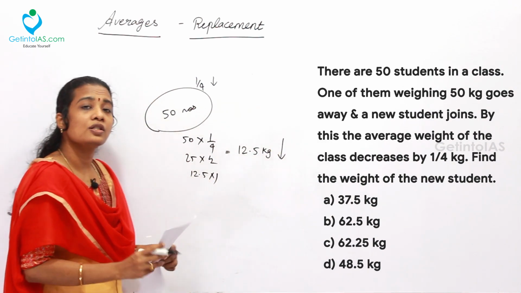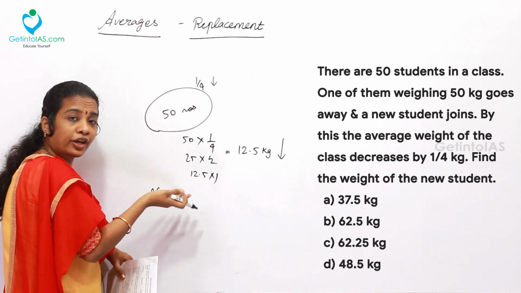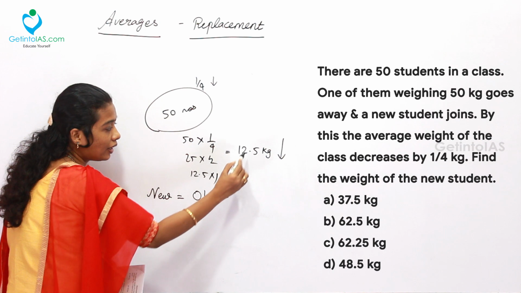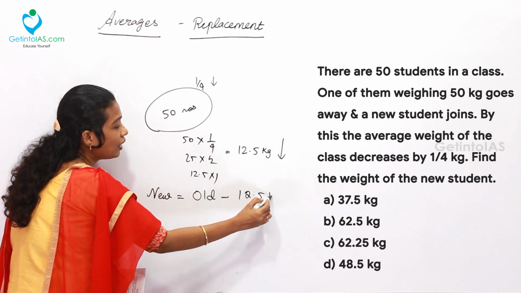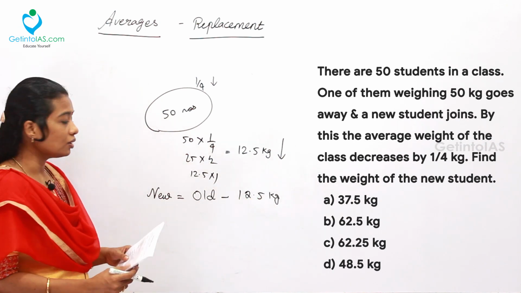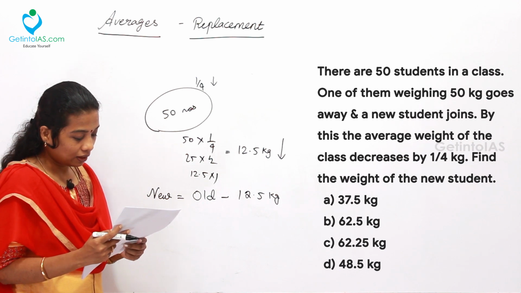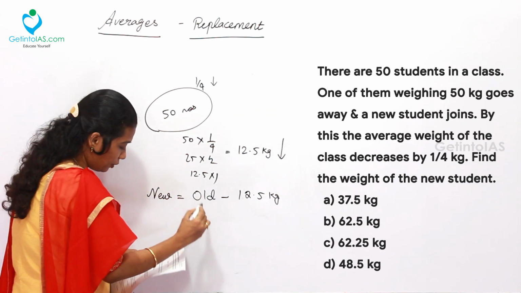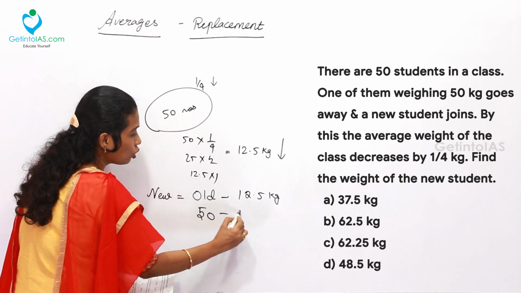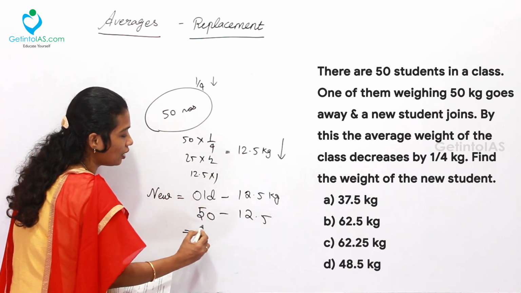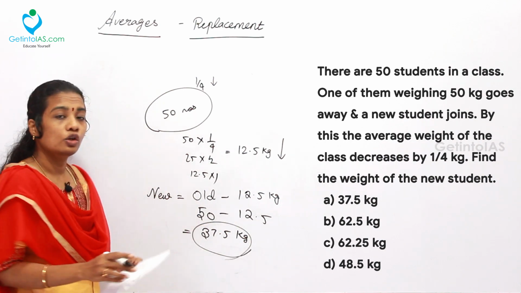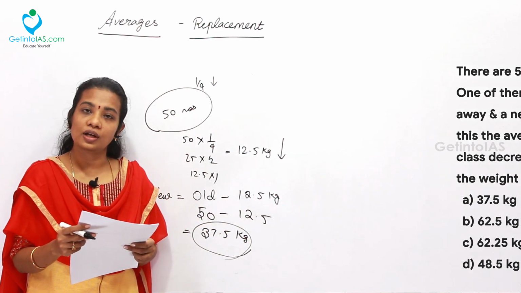So reduced means what will be the weight of the new person? New person is equal to old person minus this 12.5 kg. So what is the weight of the old person? Let's check it. 50 kg. The weight of the old person is 50 kg. So 50 minus 12.5 is the answer. 37.5 kg is the weight of the new person, which is given in option A.